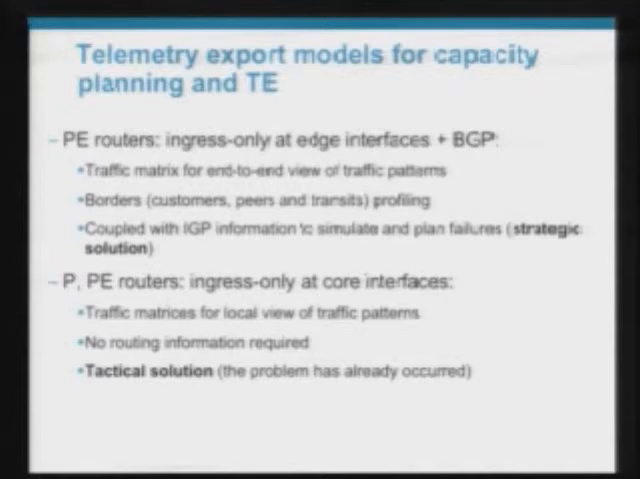Then you have a secondary export model, which is essentially to get still ingress-only measurement, but from P routers at core interfaces. So when you start doing that, you do not get a unique view of your network or of your traffic flows anymore, but you get N traffic matrices. So the beauty of this solution is that it's very basic and simple and doesn't require any routing information, because it's like you are tracking the big flows as they go through your network. But this is really a tactical solution, let's say.